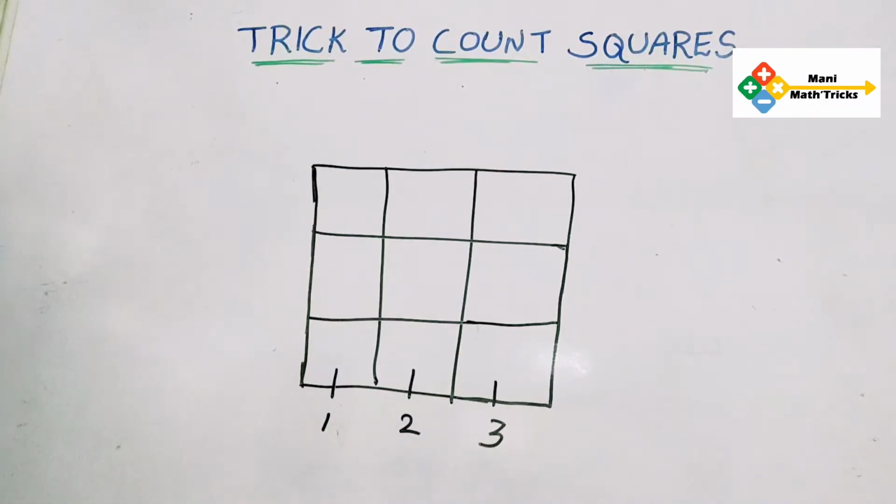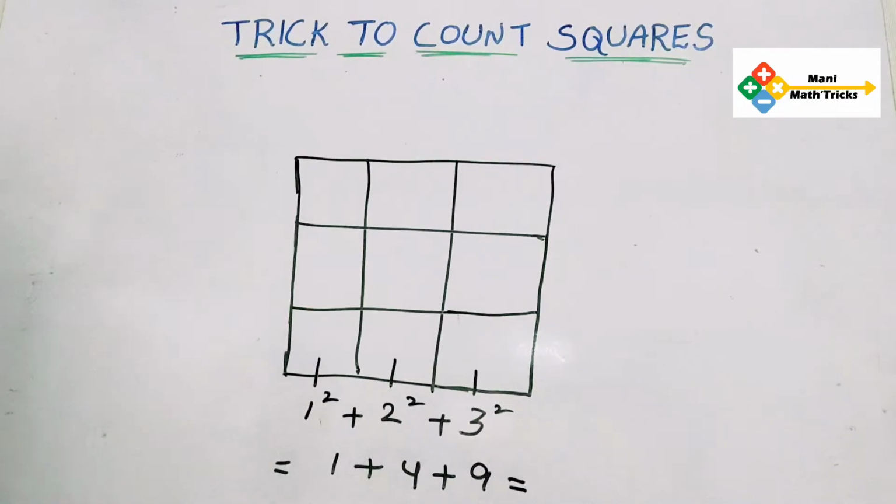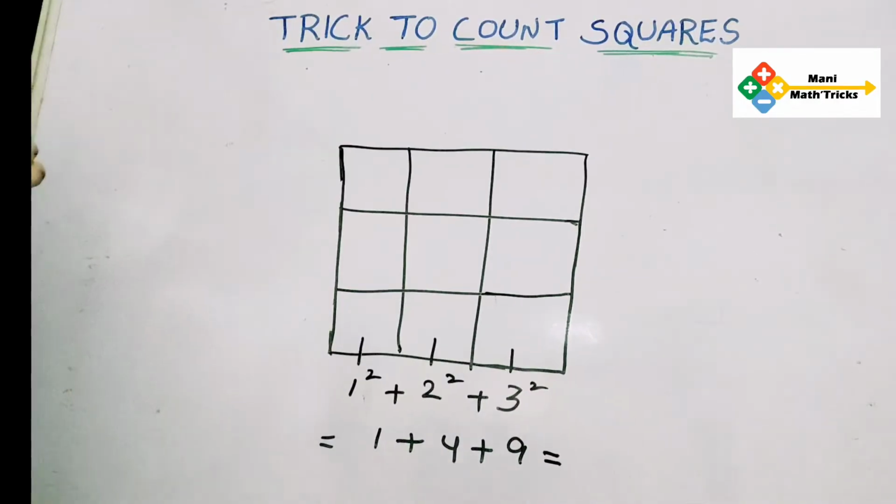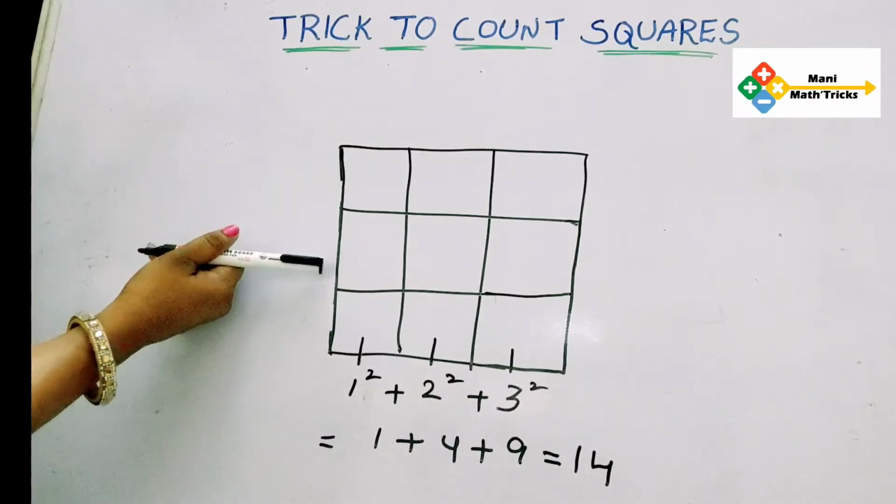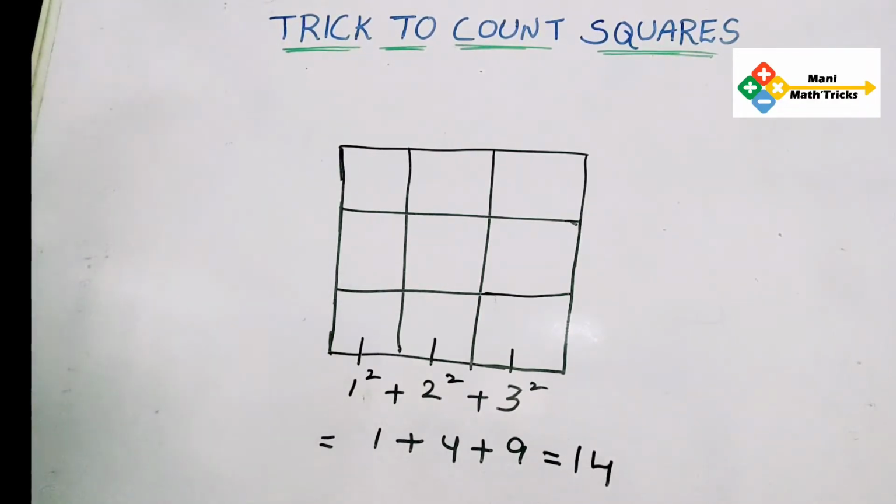For finding the number of squares, you need to square them, then add them. So if you square 1, it will be 1. 2 squared is nothing but 4. 3 squared is 9. If you add, you will be getting 14. So this figure consists of 14 squares.